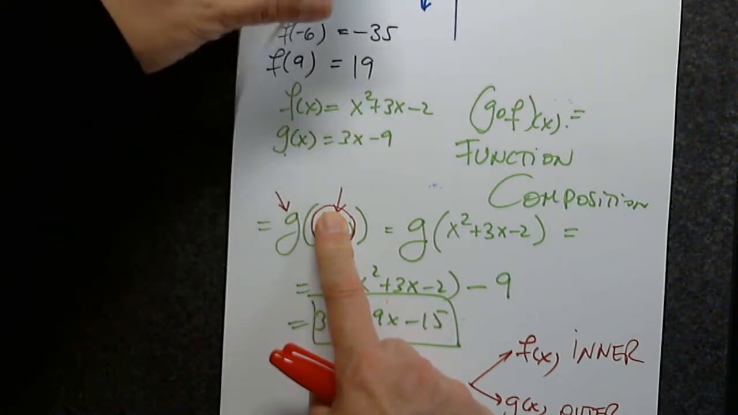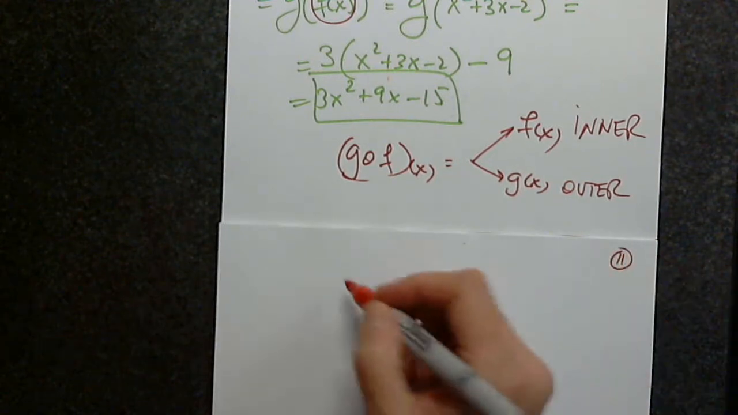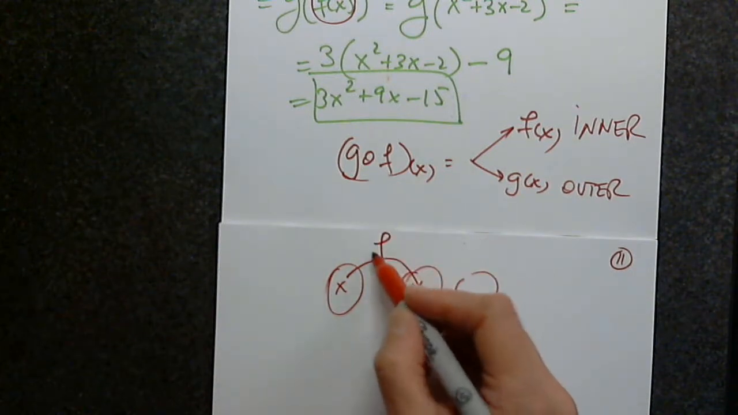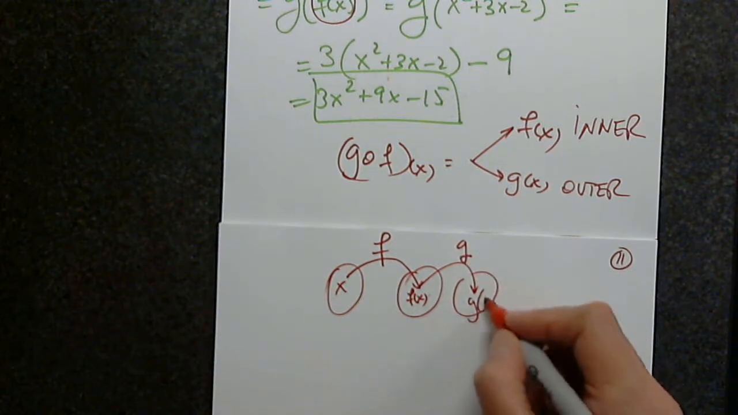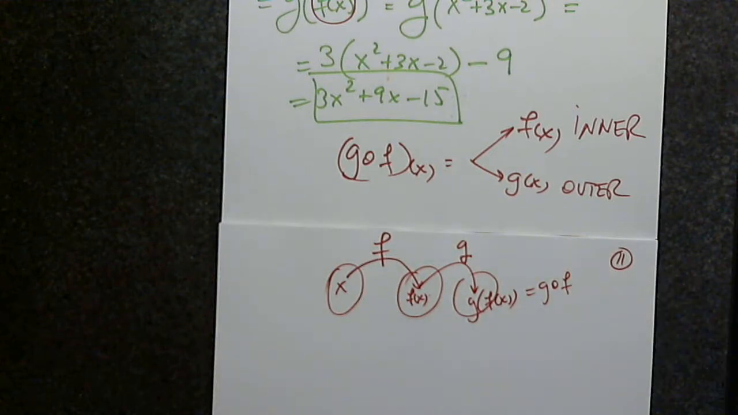So I like to present this with bubbles. They're not called bubbles. I just like to call them bubbles. So something like this. X, first f is applied to x. We get a number which is f of x. And then we apply g to get g of f of x, which is the function composition g comp f. So f is the inner because it's applied to x first. We get a number, and then we apply g to this number. That's why this is the outer and this is the inner.